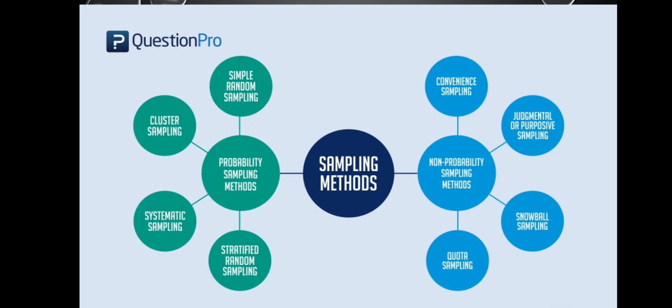Sampling methods. There are different sampling methods: probability sampling methods and non-probability sampling methods. Probability methods include simple random sampling, cluster sampling, systematic sampling, and stratified sampling. Non-probability sampling methods include convenience sampling, judgmental or purposive sampling, snowball sampling, and quota sampling.